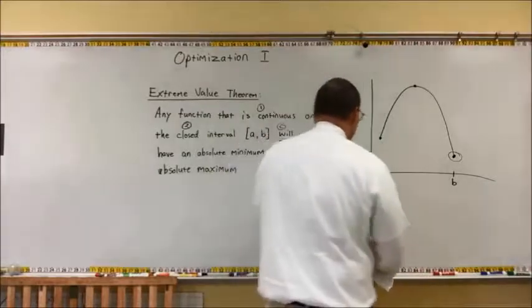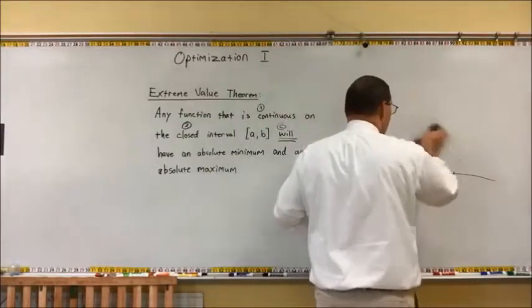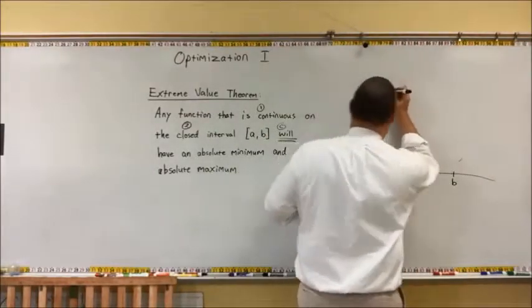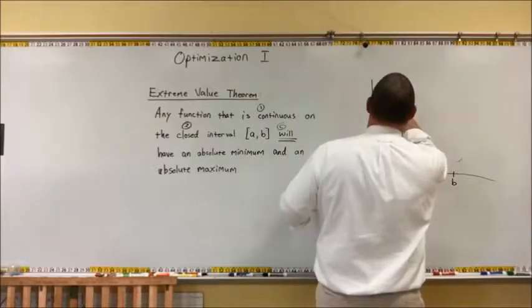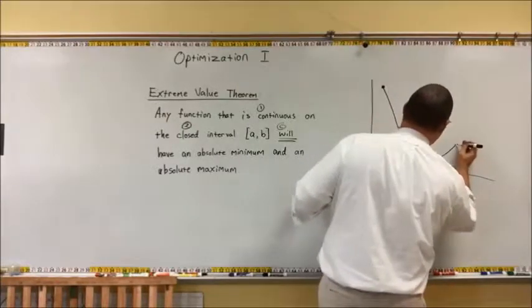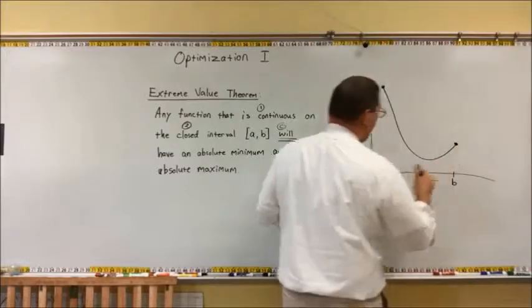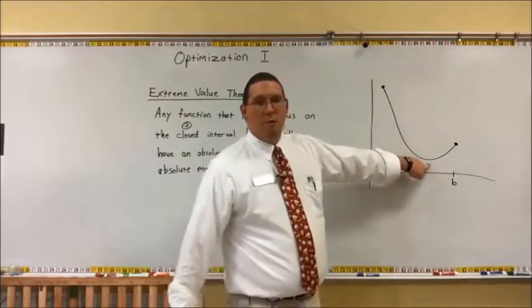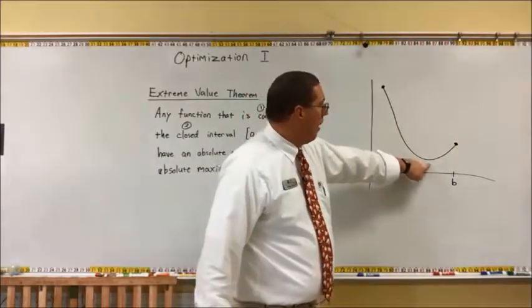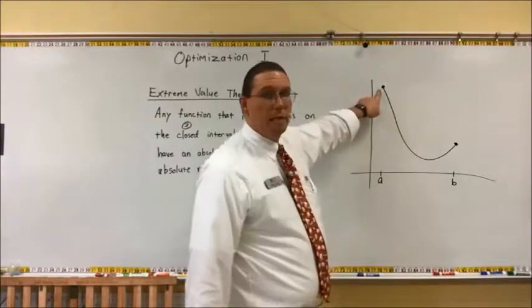I mean, we could very easily draw that situation. We could draw, let's see, here's A, and then the graph does this. And now in this particular case, you can see that the minimum is somewhere in the middle, and the absolute maximum is at the end.